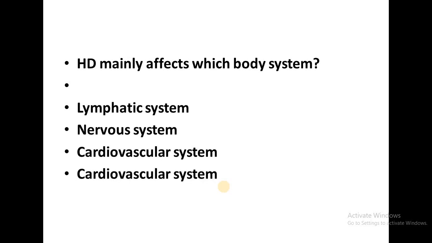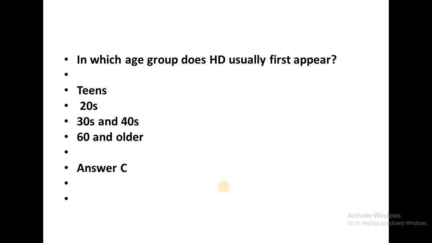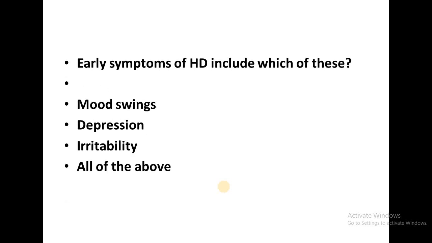Huntington's disease mainly affects which body system? Lymphatic system, nervous system, cardiovascular system. The answer is the nervous system. In which age group does Huntington disease usually first appear? Teens, 20s, 30s and 40s, or 60 and older. As I told you, it is between 30 and 40s. Early symptoms of Huntington disease include which of these? Mood swings, depression, irritability, all of the above. The answer is all of the above.